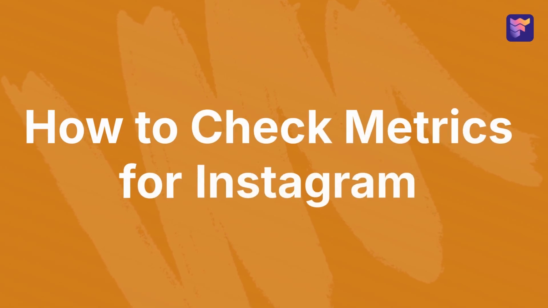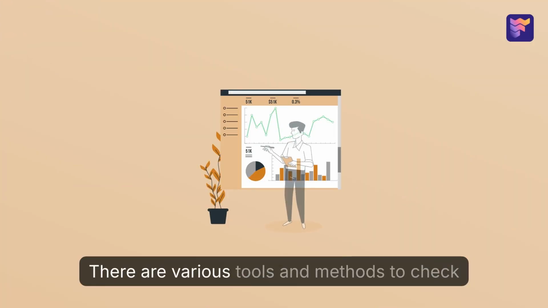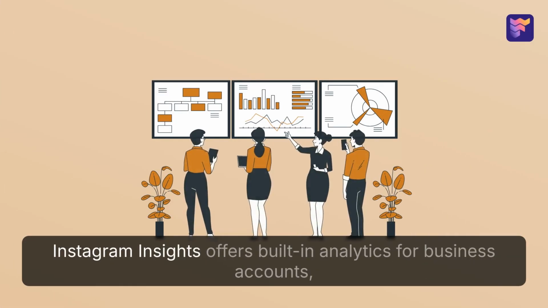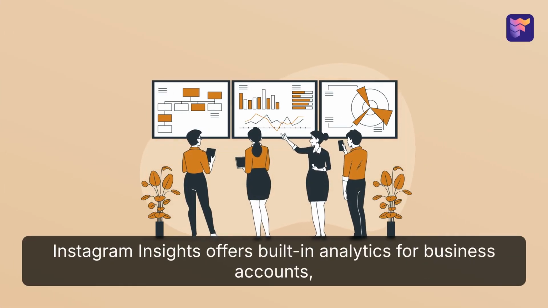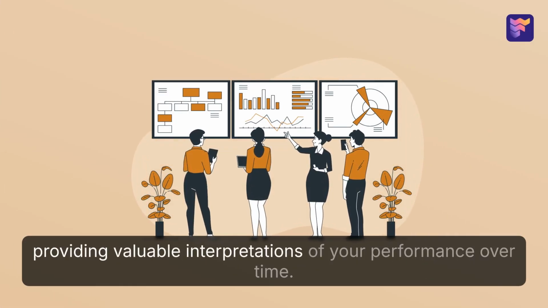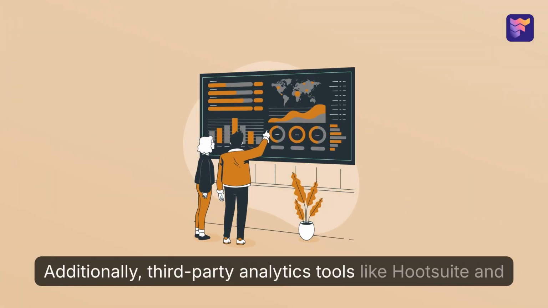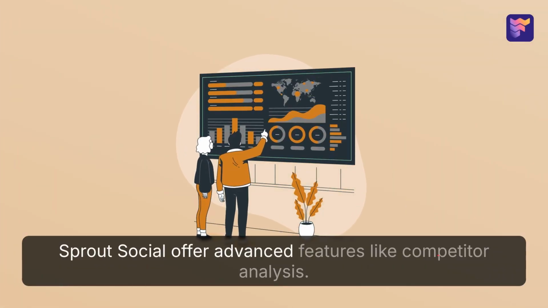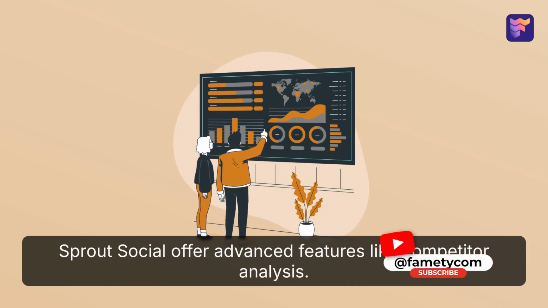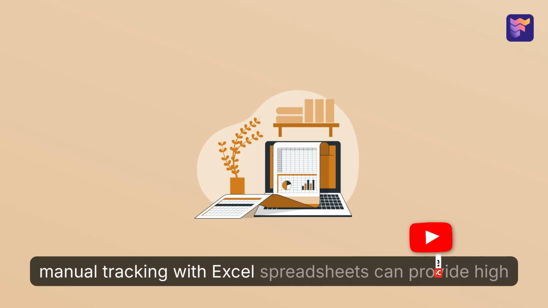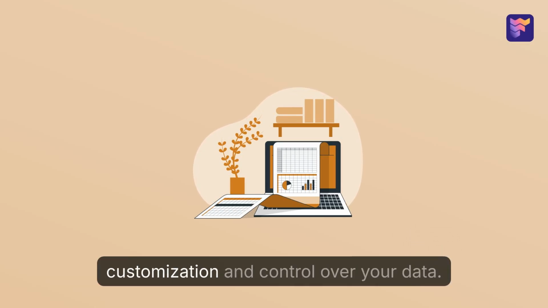How to check metrics for Instagram? There are various tools and methods to check your Instagram metrics. Instagram Insights offers built-in analytics for business accounts, providing valuable interpretations of your performance over time. Additionally, third-party analytics tools like Hootsuite and Sprout Social offer advanced features like competitor analysis. For those who prefer a more hands-on approach, manual tracking with Excel spreadsheets can provide high customization and control over your data.